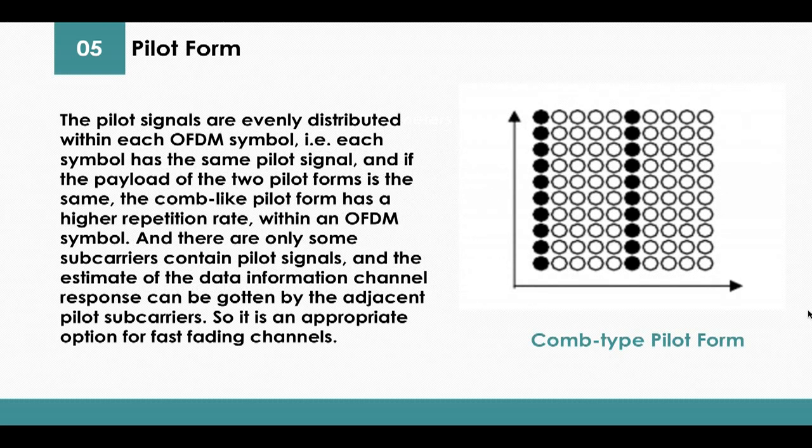This is the comb pilot form, which is evenly distributed within each OFDM symbol. This pilot form has a higher repetition rate within an OFDM symbol, and only some subcarriers contain pilot signals, and the estimate of the data information channel response can be gotten by interpolating the adjacent pilot subcarriers, so it is an appropriate option for fast-fading channels.